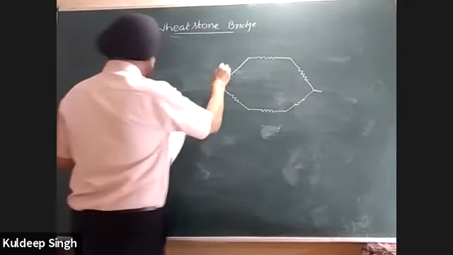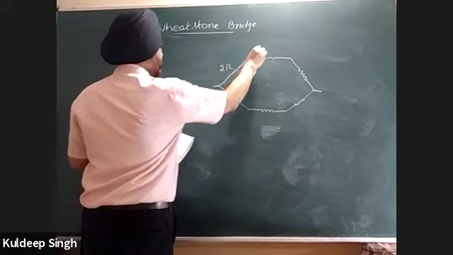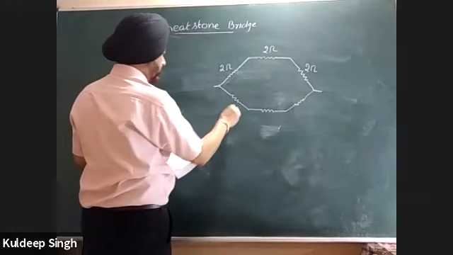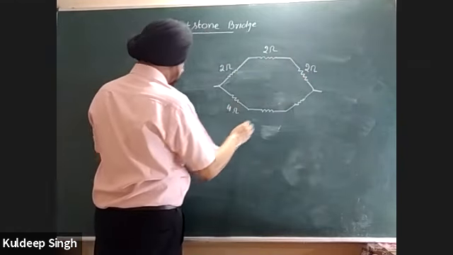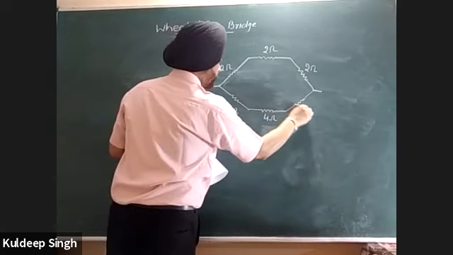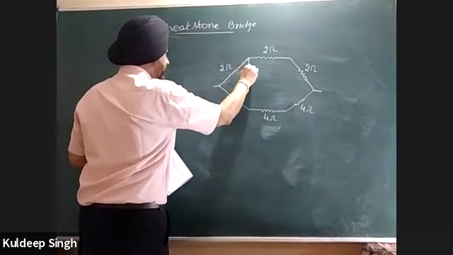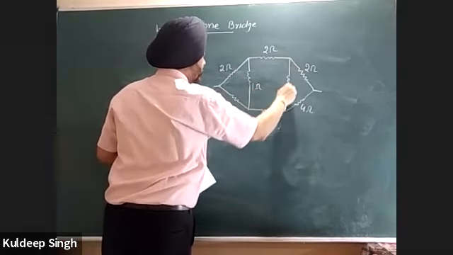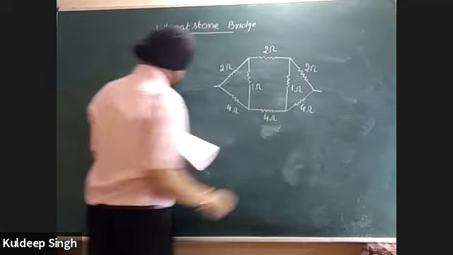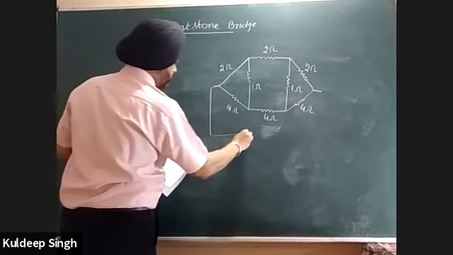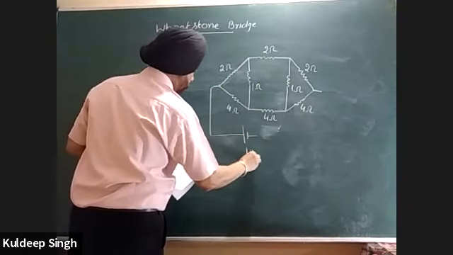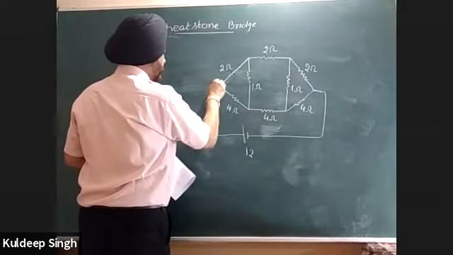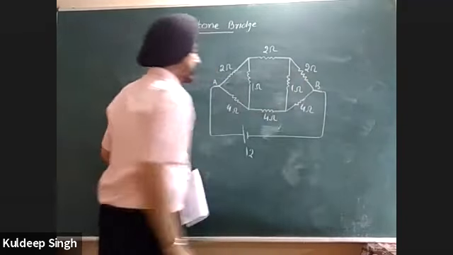And every resistance in the upper arm is of 2 ohm and in the lower arm is of 4 ohm. And the examiner has connected one more resistance here, 1 ohm, and the other one, 1 ohm. And a battery of 12 volt is connected to points A and B. So the battery is connected.